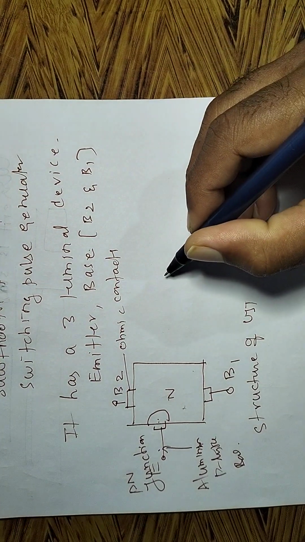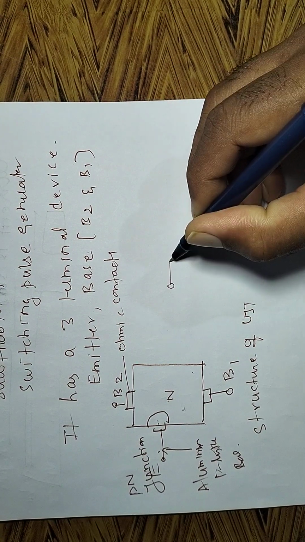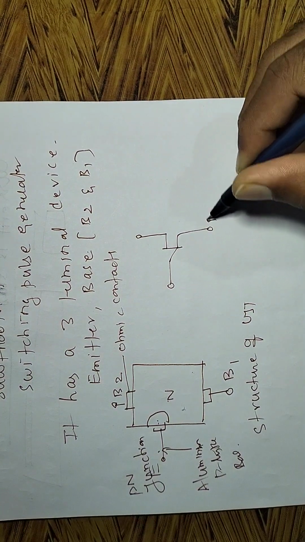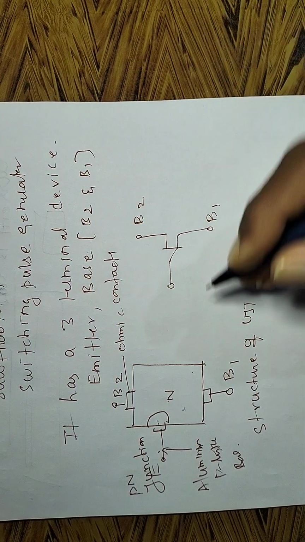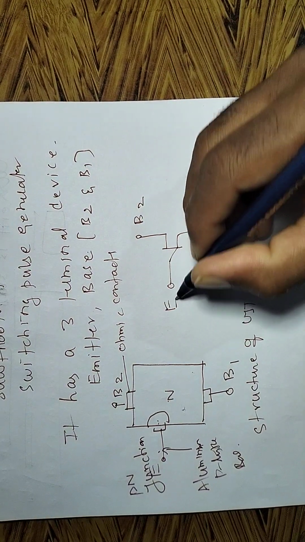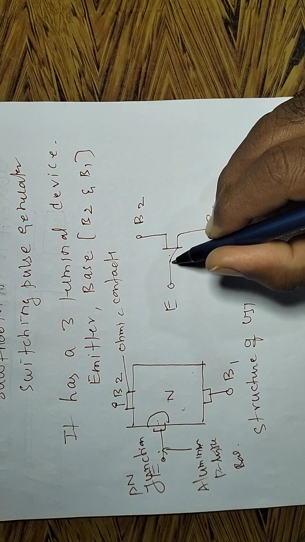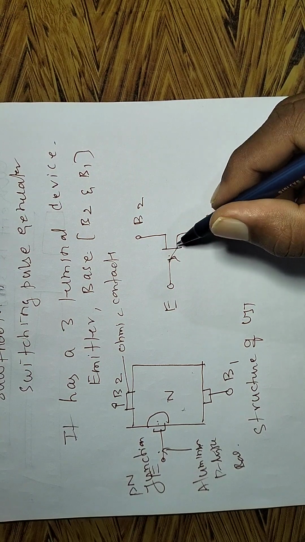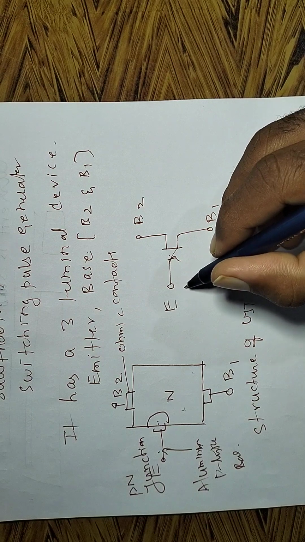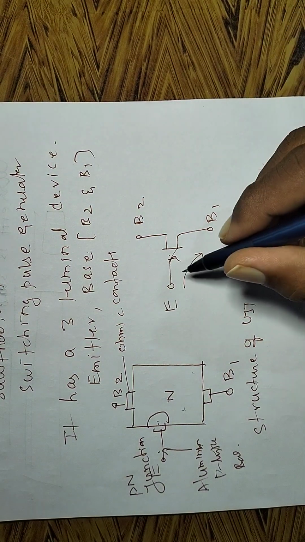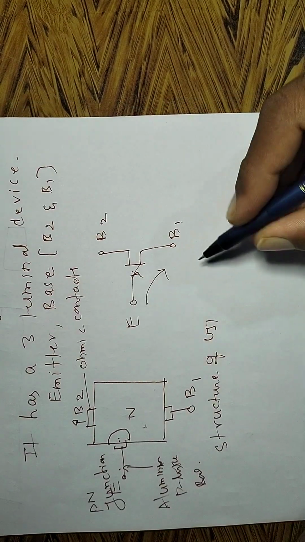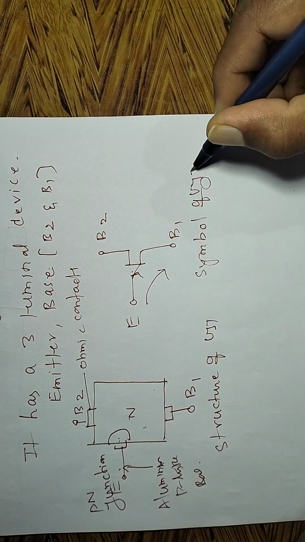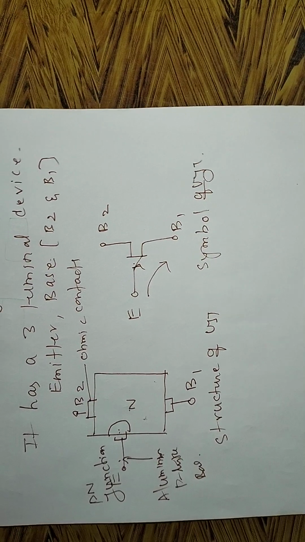Now the symbol of the UJT is this: this is B1, this is B2, and this is the emitter. See, in the symbol there is a little bend that indicates an arrow. The arrow is there because the conventional current flows from emitter to base 1, and that is what the direction indicates. So this is the symbol of the UJT.